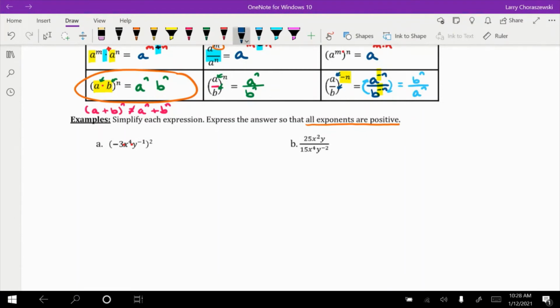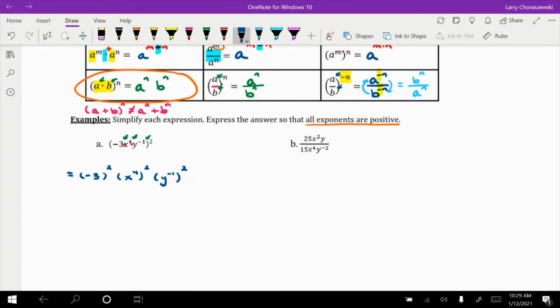So even though the property only has 2 factors, it does extend to 3 or more factors. So with that said, we can distribute the power of 2 to this negative 3, also to x to the fourth, as well as y to the negative 1. And here's how I'll write it out. Negative 3 quantity squared, x to the fourth quantity squared, and then y to the negative 1 quantity squared.